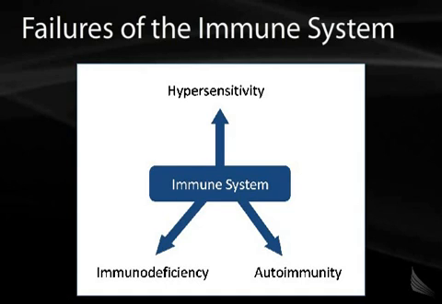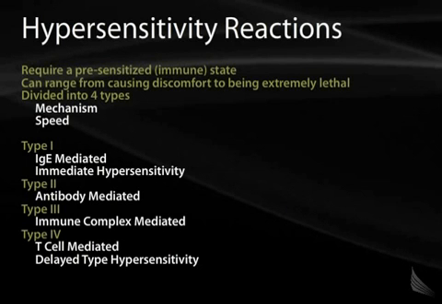Hypersensitivity is the immune system doing its job. It's just doing its job against an antigen that you really don't want it to do its job against. So in that aspect, we won't think of it as a failure because it is working. It's just working against something that you don't want it to work against. So with that in mind, let's talk about the different types of hypersensitivity.